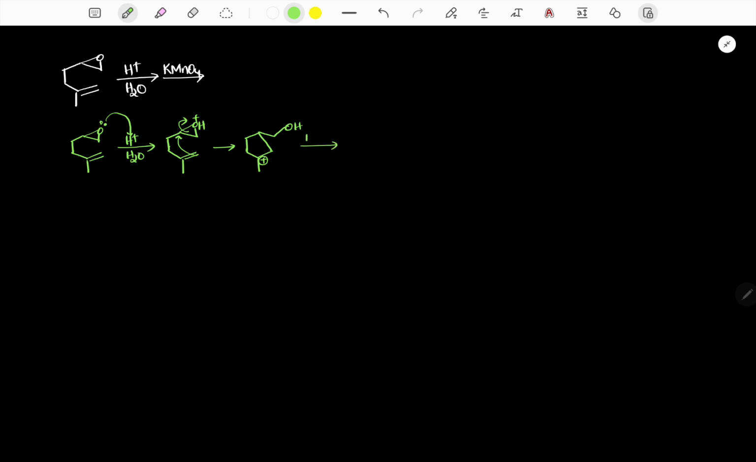Now it reacts with water and finally gives the corresponding product like this, a tertiary alcohol and a primary alcohol. So it is the first compound.